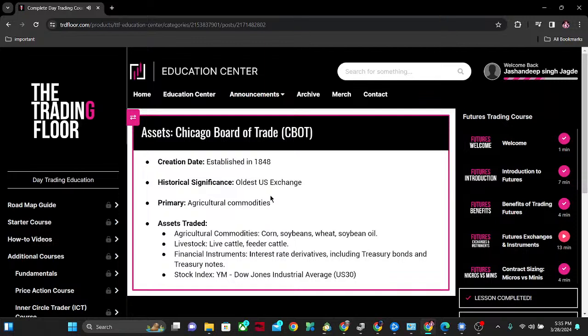Let's discuss the Chicago Board, or CBOT. It was established in 1848 and holds the distinction of being the oldest futures exchange. With a historical emphasis on trading a diverse range of assets, CBOT is renowned for its agricultural contracts involving commodities such as corn, soybeans, wheat, and soybean oil, as well as livestock like live cattle and feeder cattle. Furthermore, CBOT plays a pivotal role in the realm of financial instruments, notably specializing in interest rate derivatives such as the Treasury bond and Treasury notes.